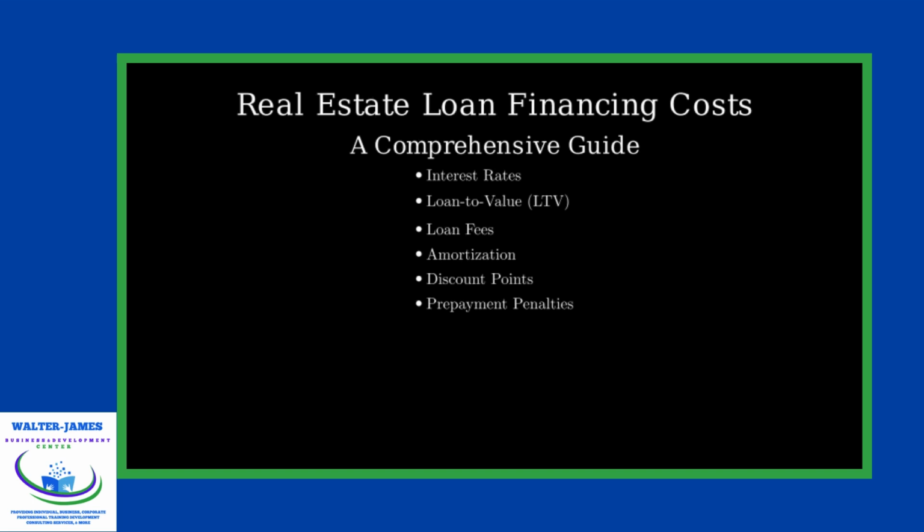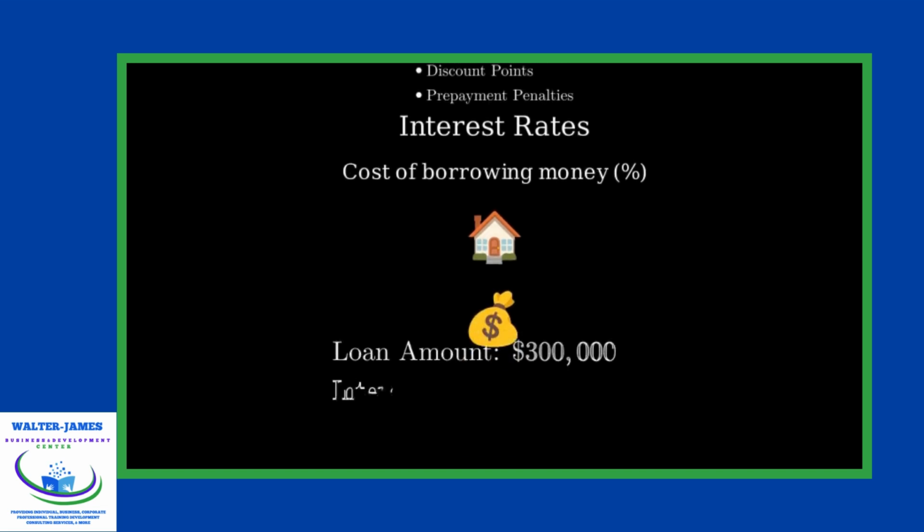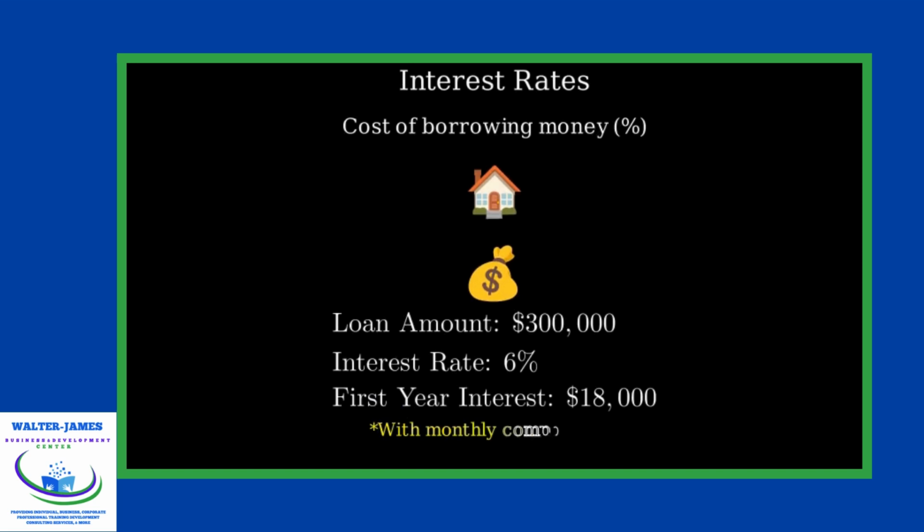Let's start with interest rates. Interest is the cost of borrowing money, expressed as a percentage of the loan amount. For example, on a $300,000 home loan with a 6% annual interest rate, you would pay $18,000 in interest for the first year if this were simple interest. However, most mortgages use monthly compounding, which means the actual amount will be slightly different.